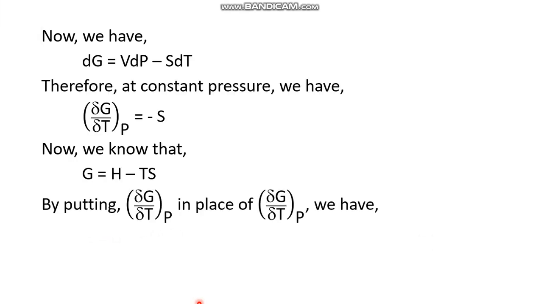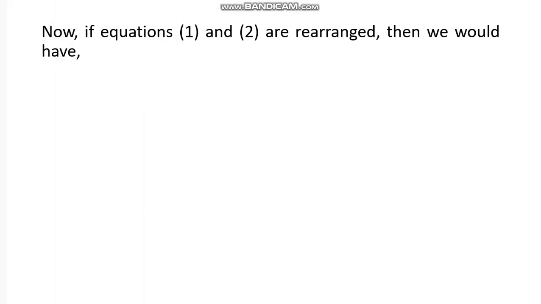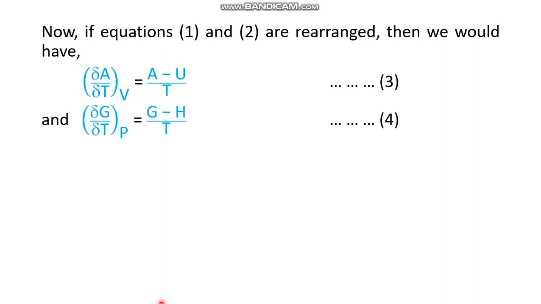On the other hand, in this equation, take this H to the left hand side, so it would give you the result G minus H, and then take this T to the left hand side, it will go to the denominator, so it would give you G minus H by T. So this way you would get equations 3 and 4. Del A del T at V equals A minus U by T, and del G del T at P equals G minus H by T.